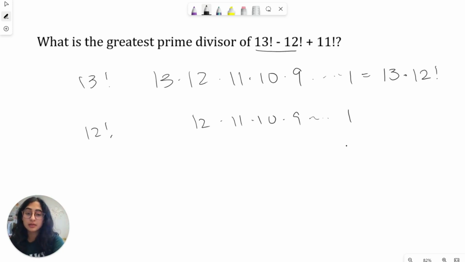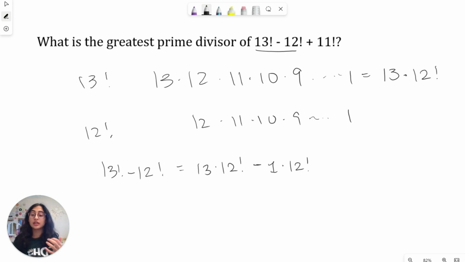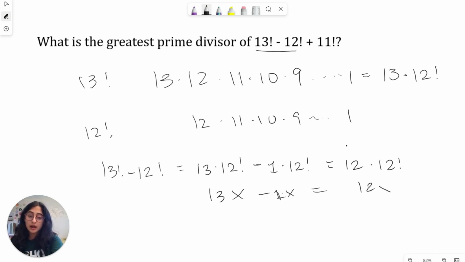Now if we're looking at this beginning part, 13 factorial minus 12 factorial, 13 factorial is just equal to 13 times 12 factorial. And we're subtracting 12 factorial, or just 1 times 12 factorial. If you have 13 of something and you take away 1, you have 12 left. So this just leaves us with 12 factorials left, right? You can almost think of that 12 factorial as a variable. If we call that x, that's 13x minus 1x, which gives us 12x, or 12 times 12 factorial.